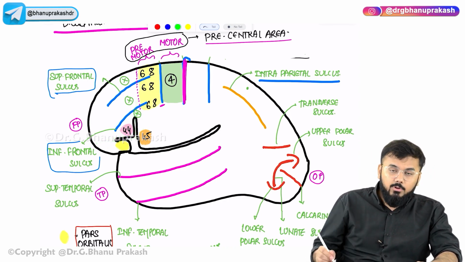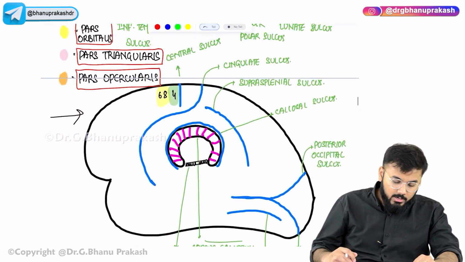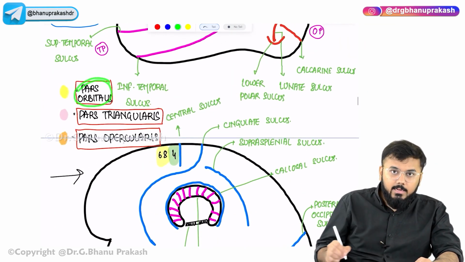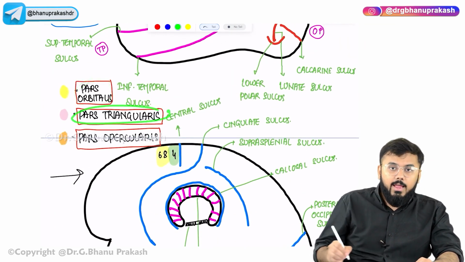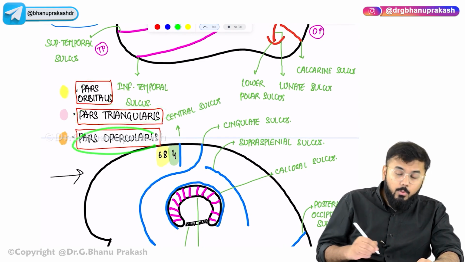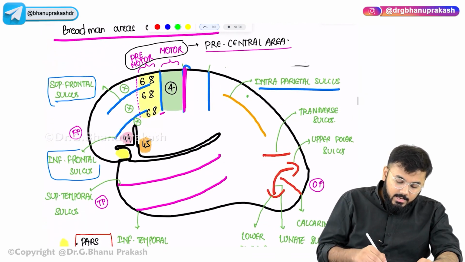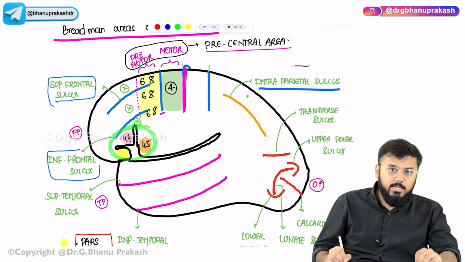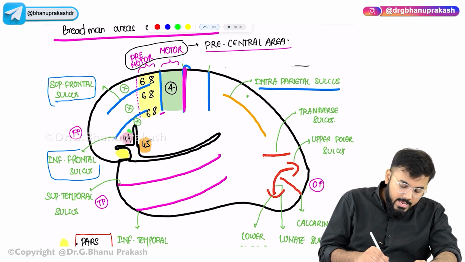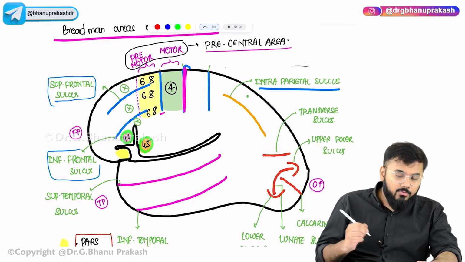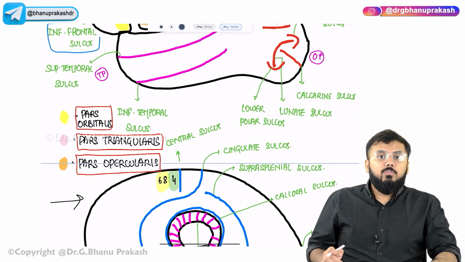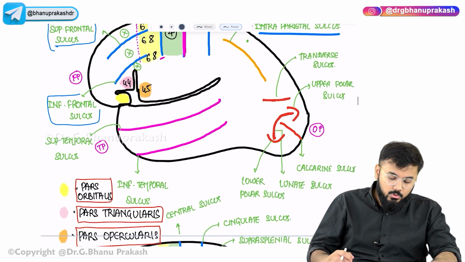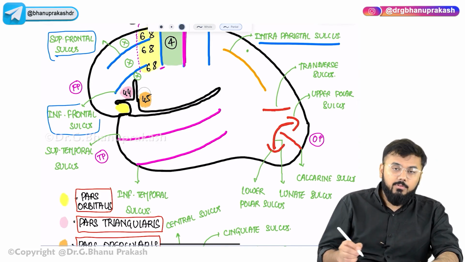Right? Now here you have got three important areas I told you. What are those three? Pars orbitalis. Next you have got pars triangularis. Next you have got pars opercularis. All these three over here constitute two important parts: area number 44, area number 45. Area number 44 and 45 are called your Broca's area.